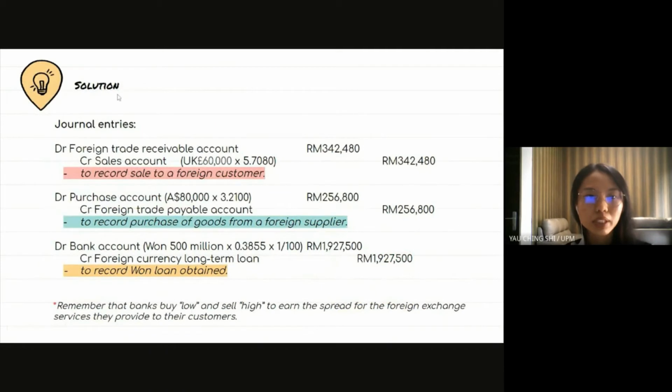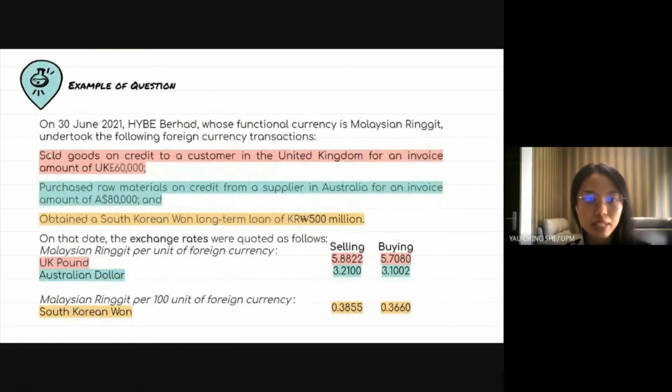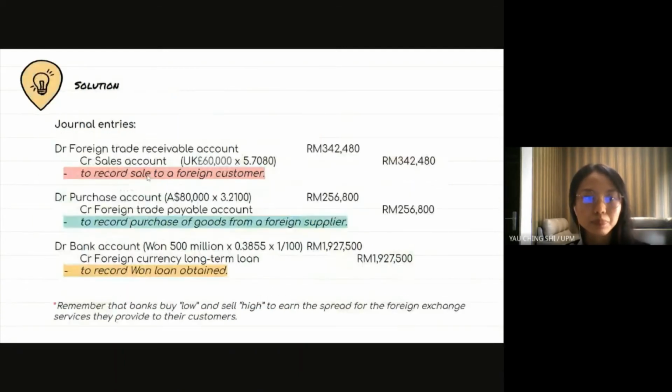The solution here. This question requires us to form the journal entry. Let's look into the first transaction. Sold goods on credit to a customer in the United Kingdom for an invoice amount of UK pound sterling of 60,000. So we will need to debit the foreign trade receivable account and credit the sales account.